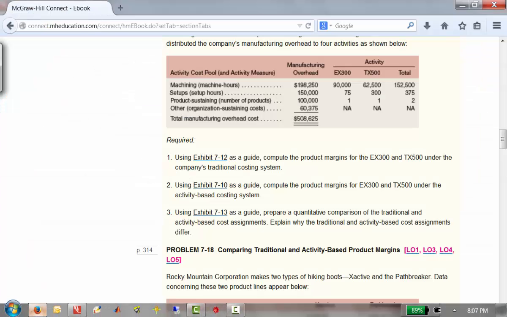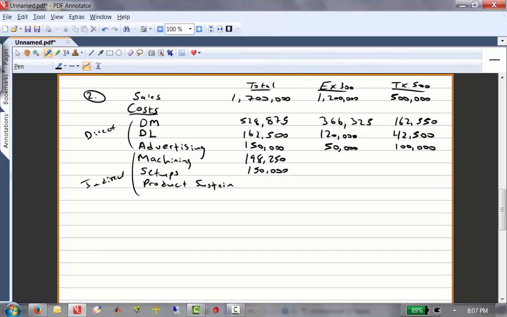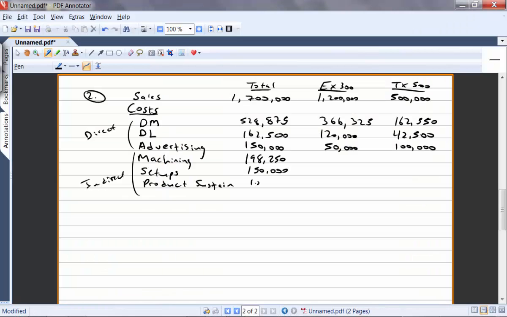What's the total cost of the setups activity? 150,000. And then what's the total cost of the product sustaining activity? 100,000. Now, how much goes to E and T for each of these three activities? Well, we need to go down and calculate the activity rates to figure that out. So I'll label this little c, this will be little d, little e, little f, little g, little h.